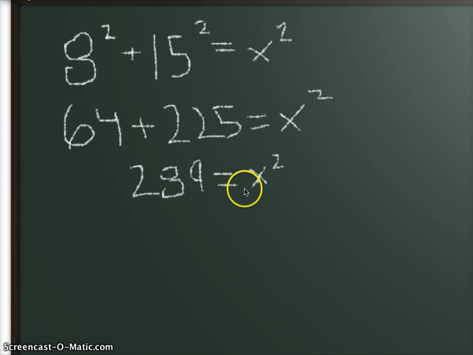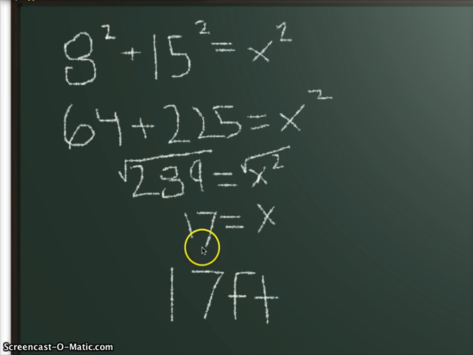And then to continue to solve for x, what you do to one side, you have to do to the other. So to get rid of this square, you'd have to find the square root. So you're going to take the square root of 289, which equals 17. And since the room was measured in feet, the diagonal piece of tape would have to be 17 feet to reach from one corner to the opposite diagonal corner.